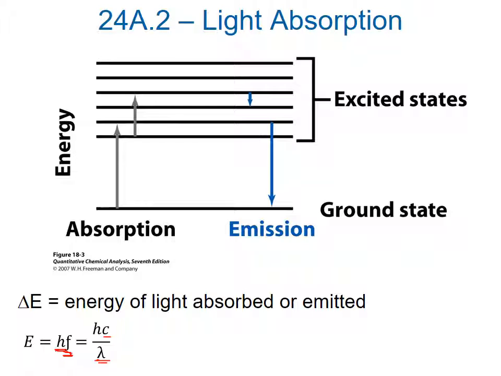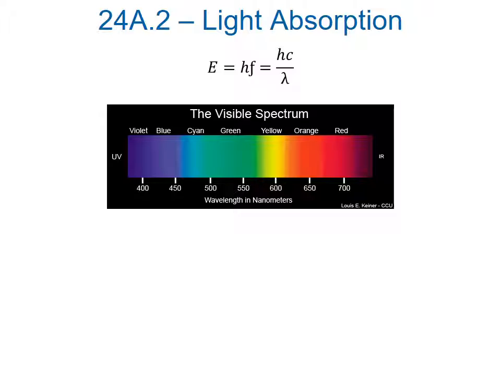And it only is allowed in discrete packets because we have different energy states for each of our electrons in our molecules. So if we use this relationship that we just defined for energy and frequency, or energy and wavelength, and we look at this scale, this visible spectrum, we see that red light is around 700 nanometers, and we see that violet light is around 400 nanometers.